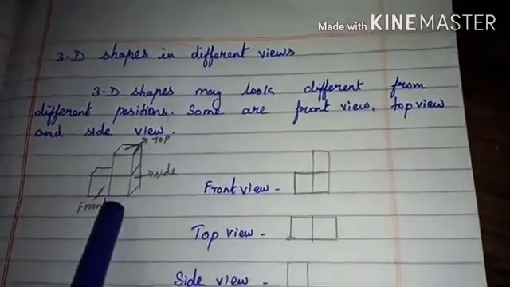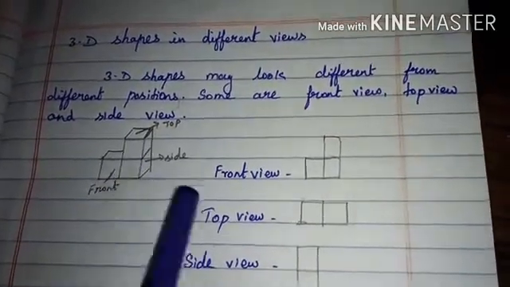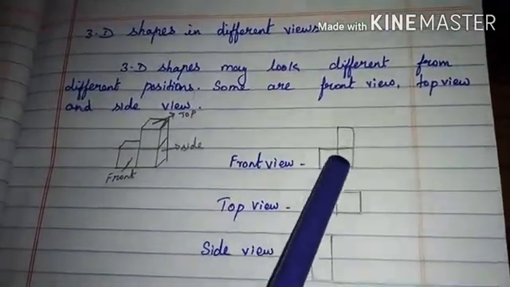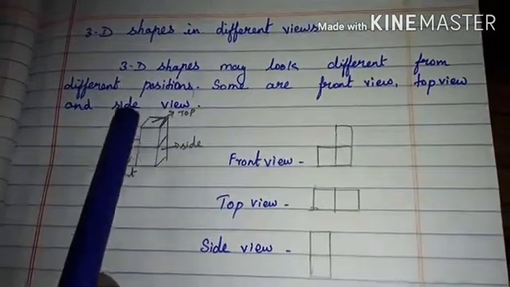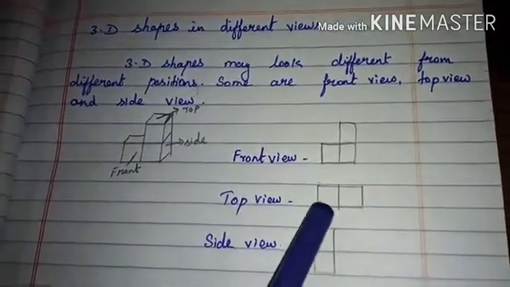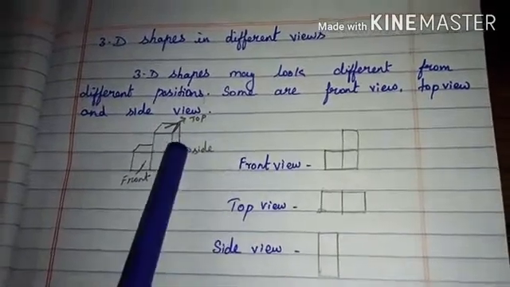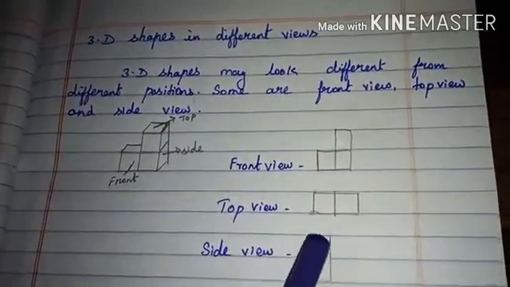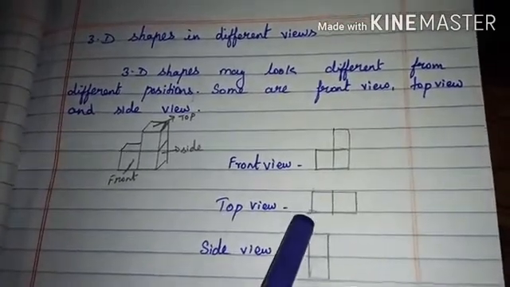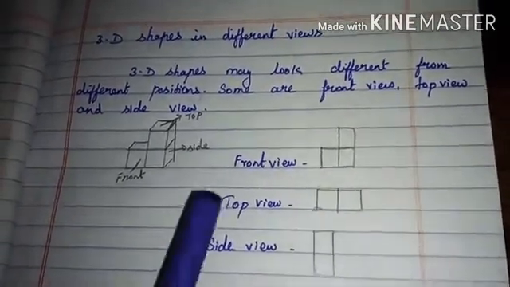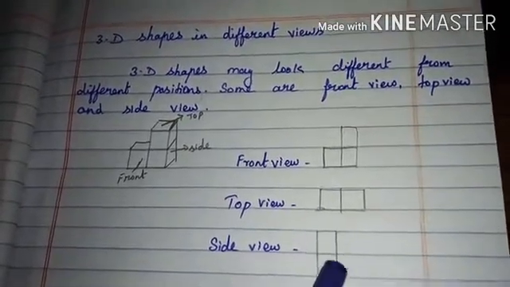Let's take this figure. If you see from the front, we can see only 3 squares. If you see from the top of it, we can see only 2 squares. And if you see it from the side, we can see only 2 squares vertically. In the top view, we can see the 2 squares horizontally, but in the side view, we can see the 2 squares vertically.